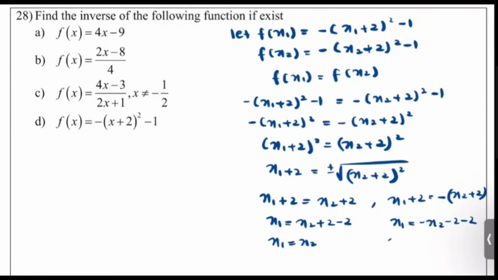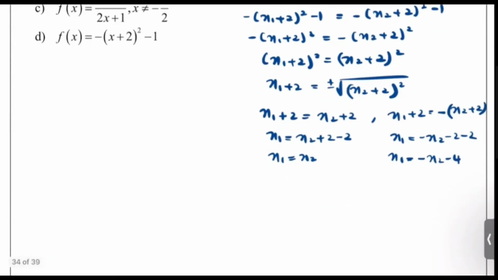So here we have x1 equals to negative x2 minus 4. Okay. So we have two functions here. One is x1 equals to x2. The other is x1 equals to negative x2 minus 4. So we can say here that it is not one-to-one function.